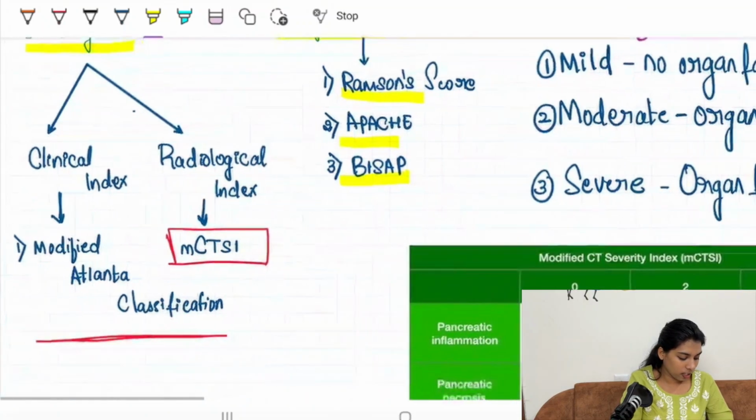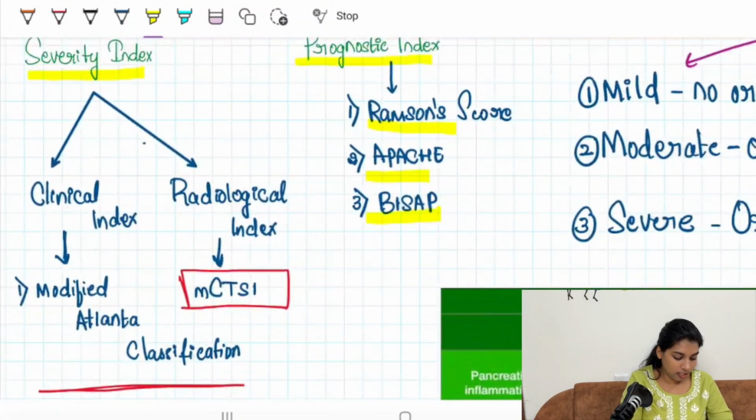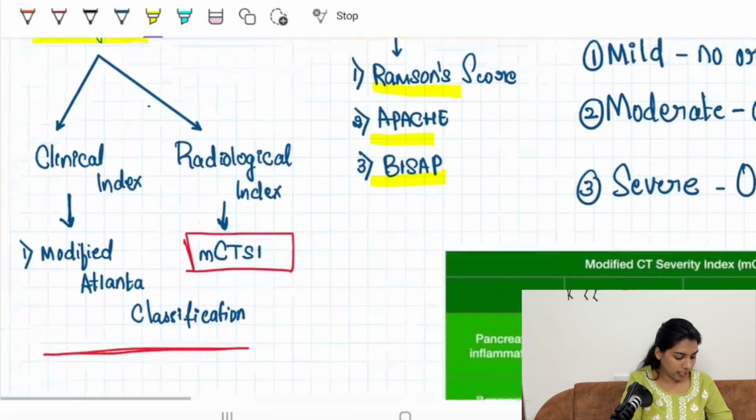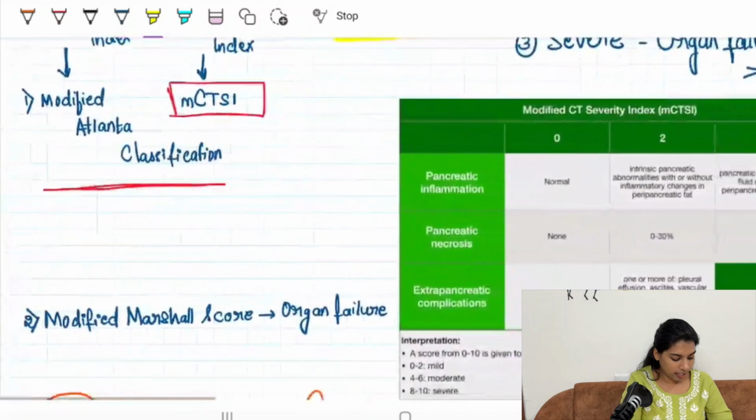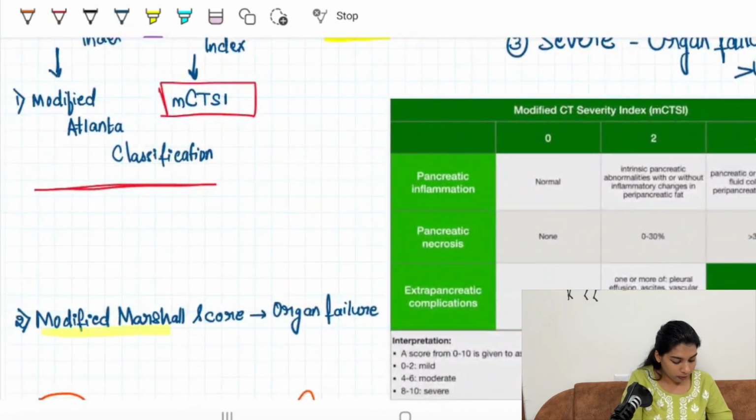For a radiologist, we'll look at the severity indices. We have radiological indices, that is modified CT severity index score, and among the clinical indices we have modified Atlanta classification and we have modified Marshall score which assesses organ failure. Now we'll look at this modified Atlanta classification in detail.